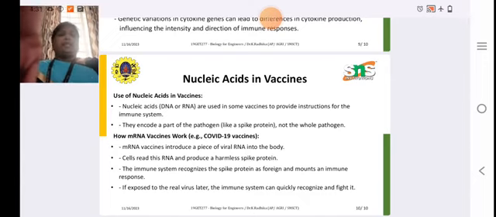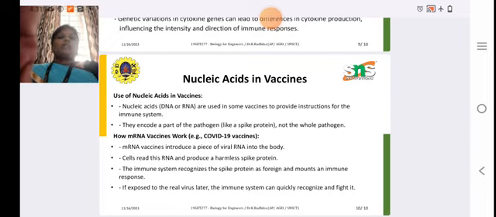Finally, nucleic acids in vaccines. In what ways do nucleic acids influence vaccines? Use of nucleic acid in vaccines means DNA and RNA are used in some vaccines to provide instructions for the immune system. They encode a part of the pathogen, like the spike protein, not the whole pathogen.